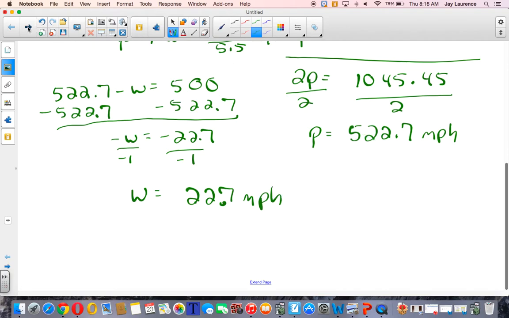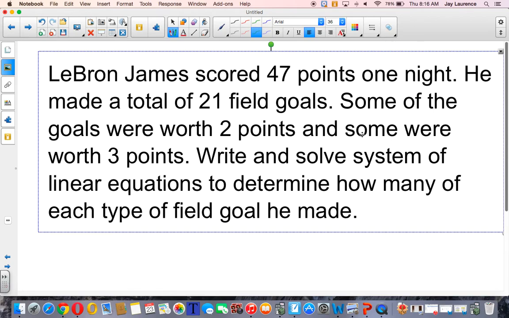One more problem I have planned for you. LeBron James scored 47 points one night. He made a total of 21 field goals. Some of the goals were worth 2 points. Some were worth 3 points. Write and solve a system of linear equations.